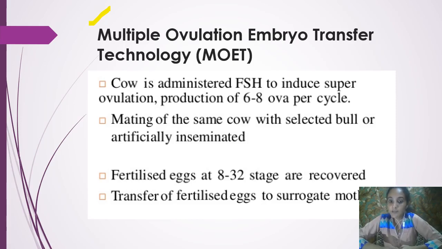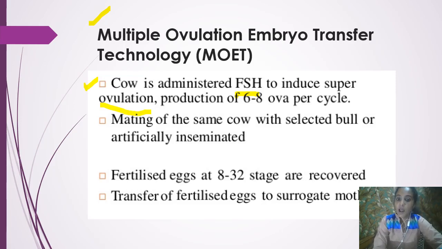Normally, we call it MOET. I think it's clear for you, but I'll explain once again. The cow, that is the female, is administered with FSH. What is FSH? Follicle stimulating hormone. If this hormone has been administered, they will undergo multiple ovulation. At the end of the ovulation, they produce 6 to 8 ova per cycle. Clear? Once they are administered with this FSH, instead of one egg, they produce 6 to 8 eggs. Ova means eggs.